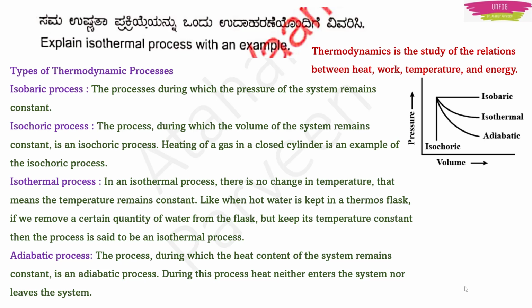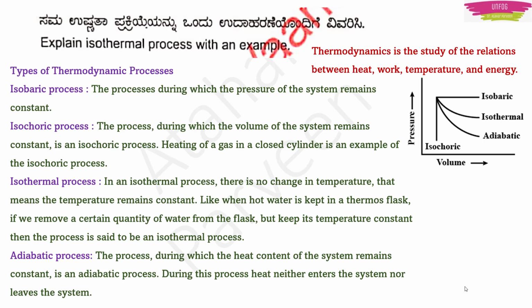In isochoric process, the volume of the system remains constant. Heating of a gas in a closed cylinder is an example for an isochoric process. If you close the cylinder and you heat the gas, then the volume will remain constant. If the volume kept increasing more and more, then the cylinder would blast. But more than that, nothing can happen. So much only that volume can be occupied.